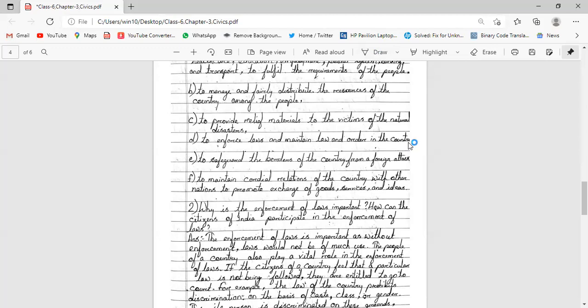Okay, to maintain cordial relations. Cordial here means friendly. Okay, cordial here means the friendly relations of the country with other nations, to promote the exchange of goods, services and ideas.